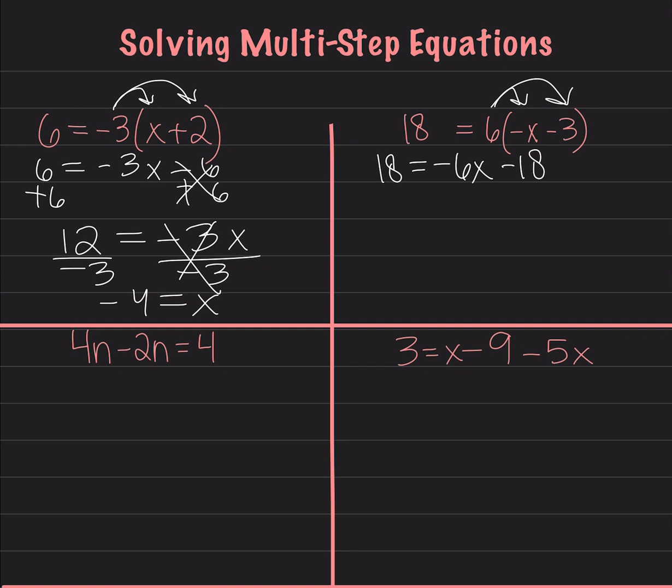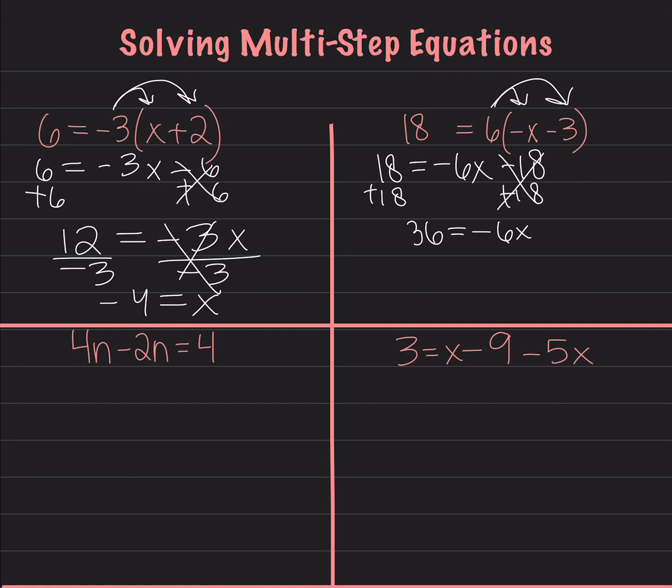Now, we need to move this -18 to the other side so we can have our x alone on one side. So we will add 18 to both sides since that's the opposite operation. -18 plus 18 gives us 0, so I will simply cross that out. 18 plus 18 is 36, equals -6x.